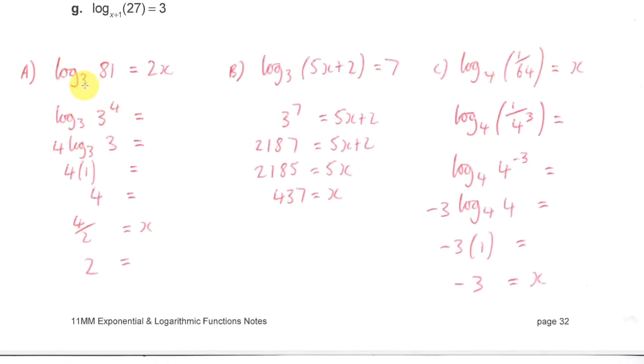We've got log base 3 of 81 equals 2x. So I'm just going to convert that 81 so it's 3 to the power of something. So that's 3 to the power of 4. The 4 can come down, so I've got 4 lots of log base 3 of 3. And then, of course, log base 3 of 3 will just simplify to being 1. So on the left-hand side, I've got 4. Still on the right-hand side, nothing's been changed, so that's just 2x here. So I've got 2x equals 4. Divide both sides by 2 to give me x equaling 2.